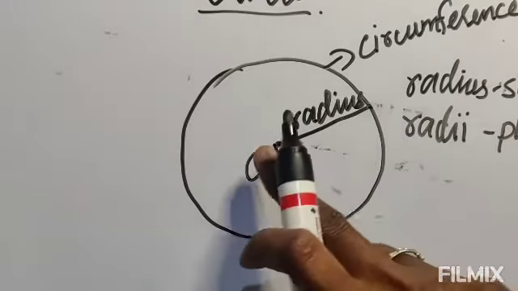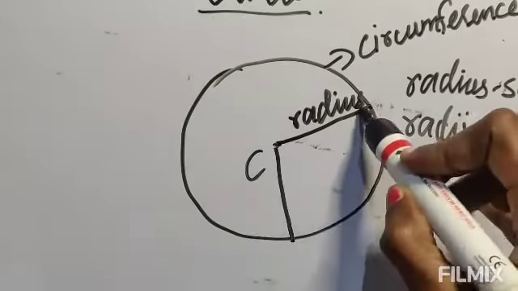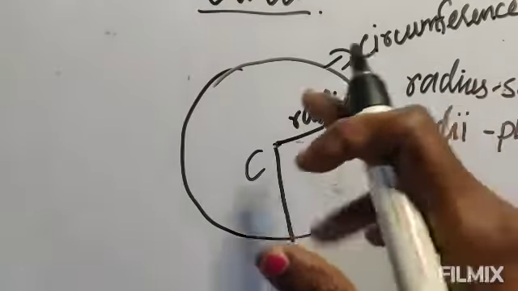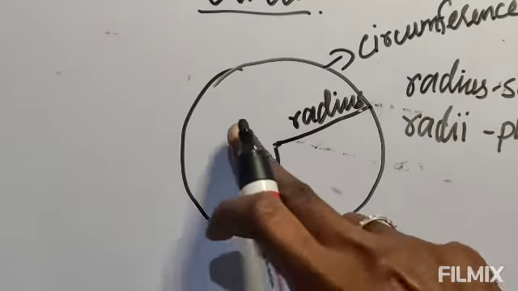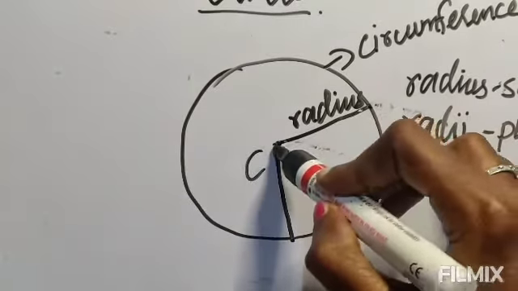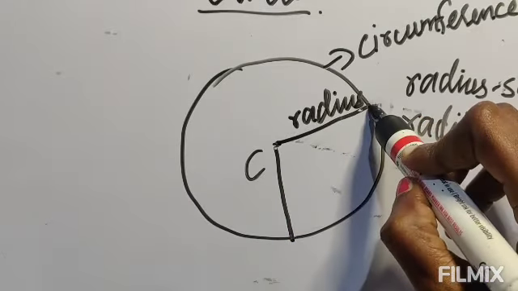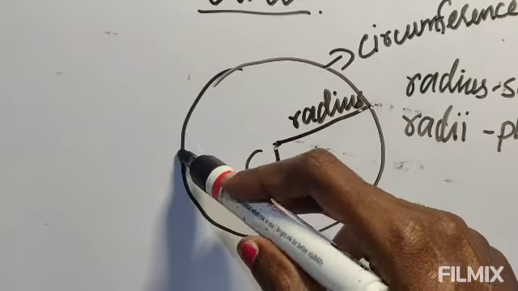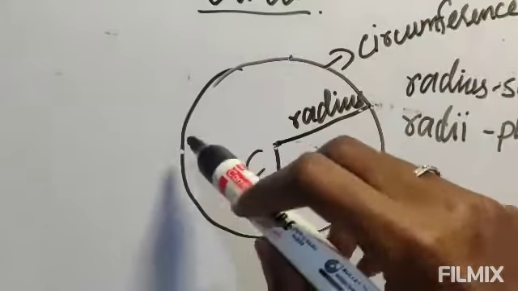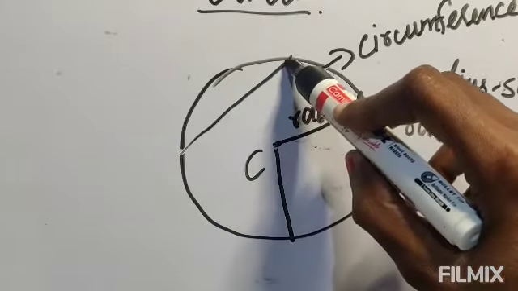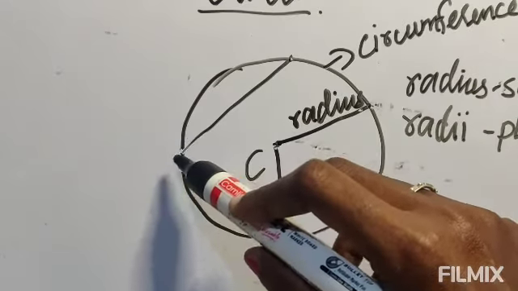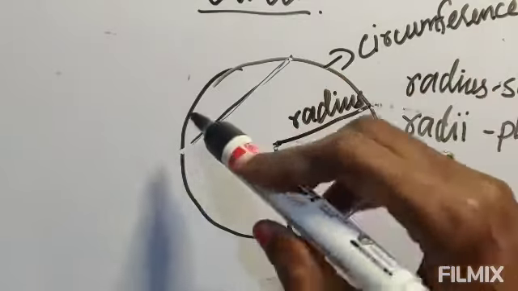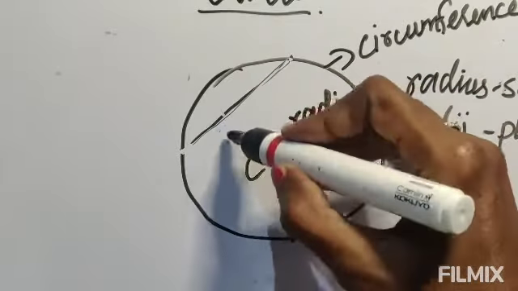Now, other things we will learn. This is the radius, and this distance remains the same everywhere. The length of the radius will be the same, from the center to any point on the circle. Suppose any 2 points on the circle. Here is 1 point and here is 1 point. I am joining these 2 points. The line which joins any 2 points on the circle is called the chord.